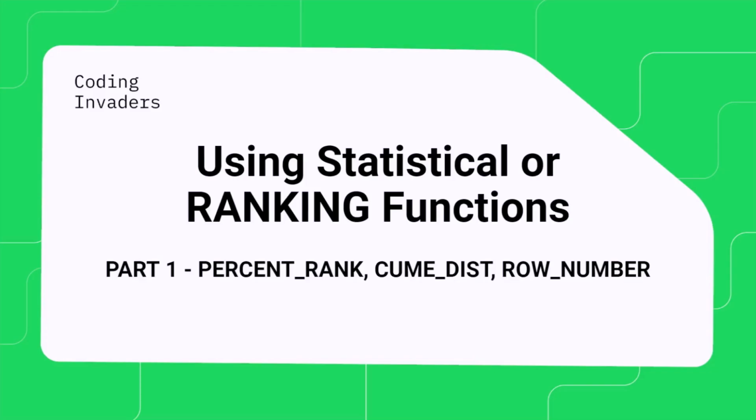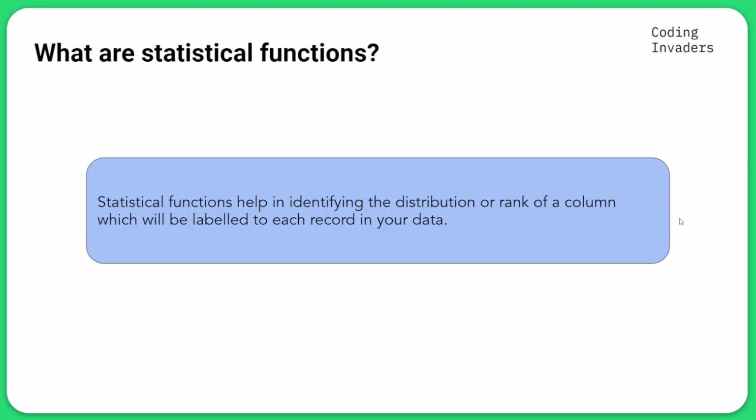In this lesson, we will learn about statistical or ranking functions. This is part 1 of the video where we'll look at percent rank, cumulative distribution, and row number. So let's get started. Statistical functions help in identifying the distribution or rank of a column, which will be labeled on each record in your data. So for each row, you would have a certain rank or distribution attached to the data.